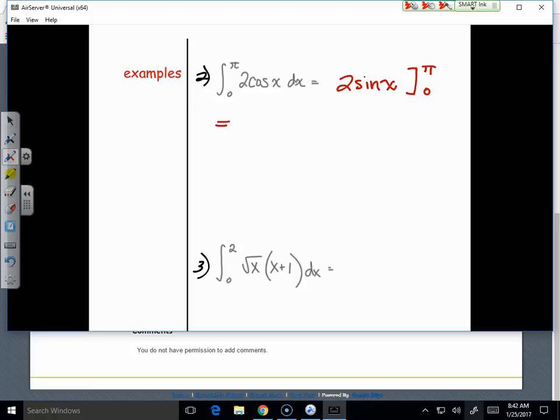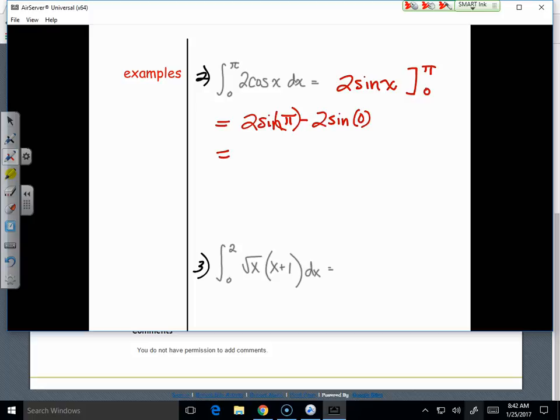Question. What do we do next? Plug in. F of who goes first? Pi. F of pi minus F of A. Question. Why is there no plus C? Because they cancel out anyway. It's a definite integral. They cancel out anyways. Who wants to write more work than they have to?